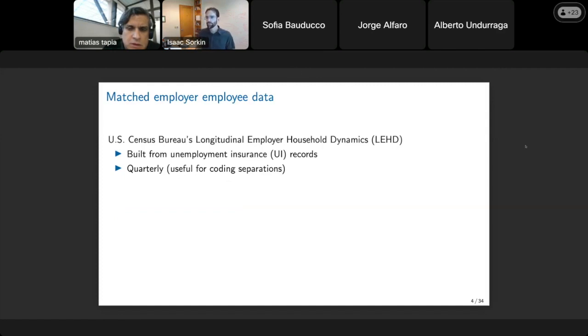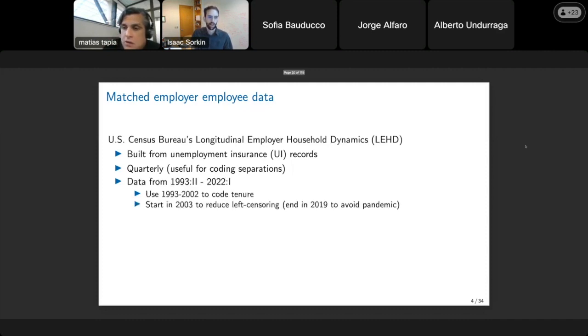So I'm going to be using matched employee data from the U.S. This is known as the LEHD, the Longitudinal Employer Household Dynamics Dataset. It's built from unemployment insurance records. Basically, the unit of observation is the amount of earnings at a firm-worker-quarter level. So you see how much I make from Stanford in quarter 1, how much I make from Stanford in quarter 2. And this is useful for coding separations. You can use overlapping earnings to do so. The data runs from 1993 to 2022.